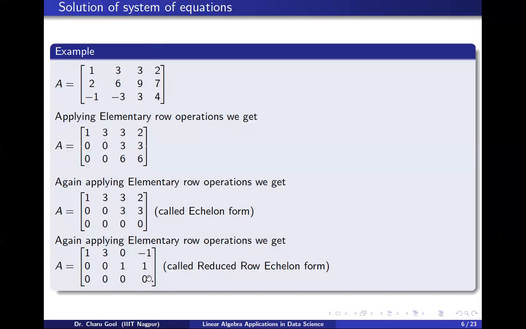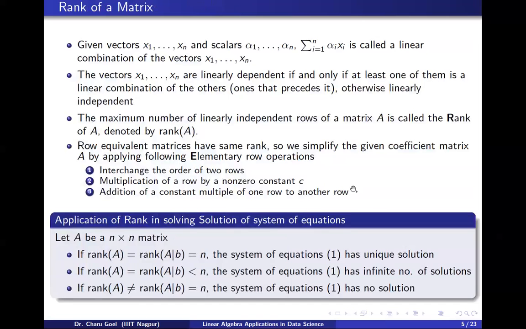And the rank of the augmented matrix is also 2. So in this case, we have the rank of A and the augmented matrix both the same. So I'm going back to the algorithm now. For a given n cross n matrix, if the rank of A and the augmented matrix are both equal to n, I'm talking about a square matrix, then the system has a unique solution.